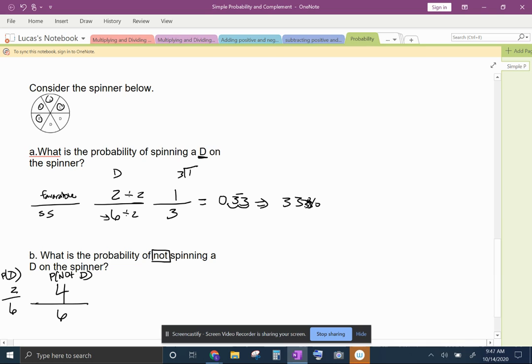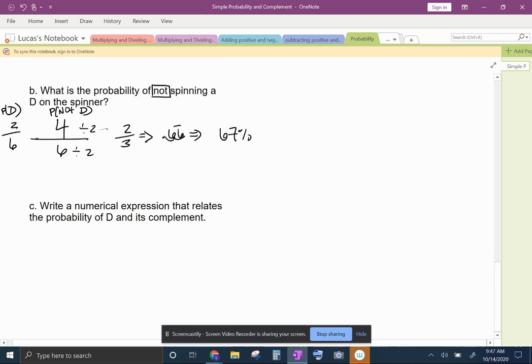And if we think about it, anytime we spin this spinner, we have a probability of either getting a D or not getting a D. And so we have to get one or the other. And so the probability of getting not D would be 4 out of 6, which, if I divide these by 2, would be 2/3, which is 0.66 repeating, or if I move this over twice, that'd be basically 67%, if I round it to the nearest percent.